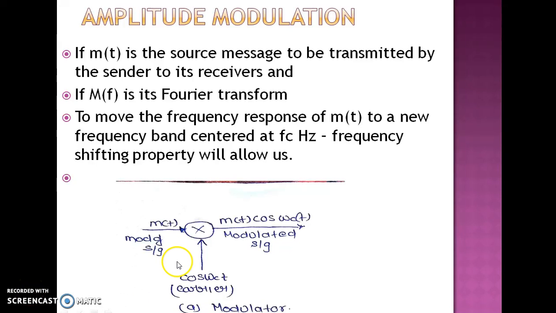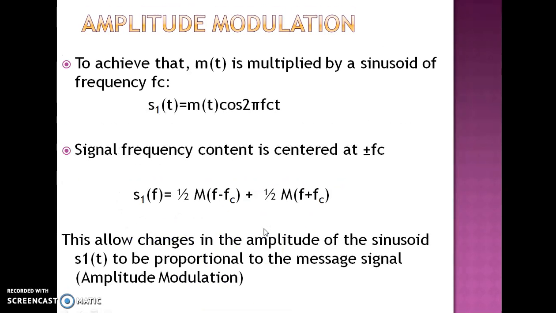A modulator circuit consists of a multiplier, which is the main component, which multiplies two signals: the modulating signal m(t) and the carrier signal cos omega ct. After multiplication, we are getting a modulated signal, that is m(t) cos omega ct. So here S1(t), the modulated signal, will be equal to m(t) cos 2 pi fct. So the signal frequency content is centered at plus minus Fc.